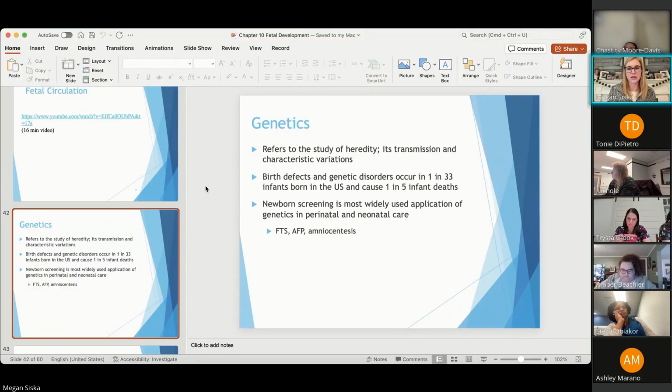Newborn screening is pretty common, so I think we'll talk a little bit more about these tests when we get to prenatal care, but there are some optional screening tests that pregnant women are offered during their pregnancy. So the first trimester screen, or the FTS, an alpha fetal protein screening, AFP, and then amniocentesis. So we'll talk more about that in another chapter.